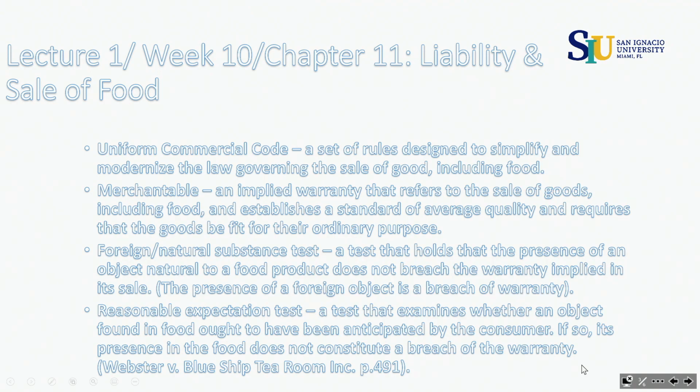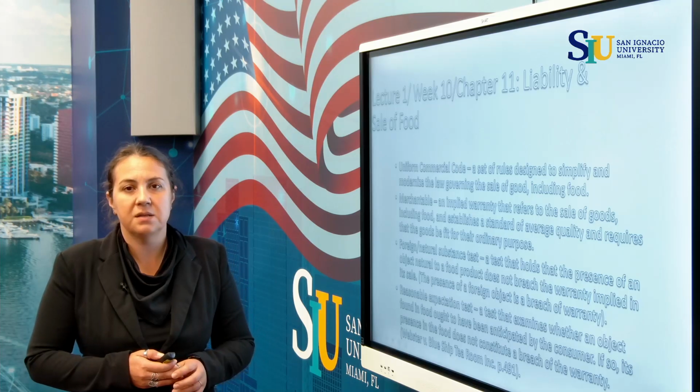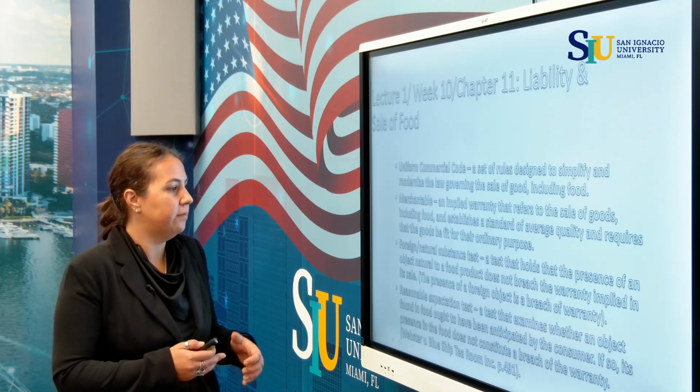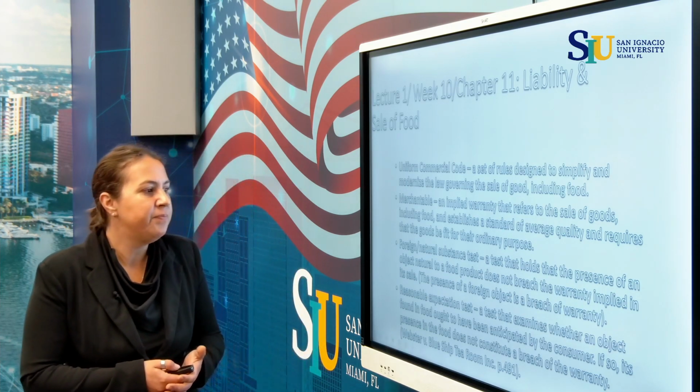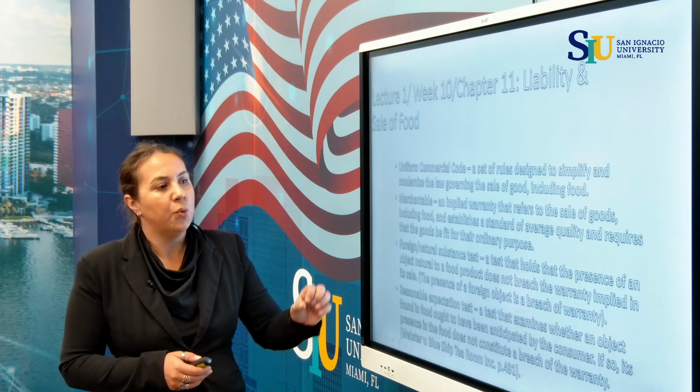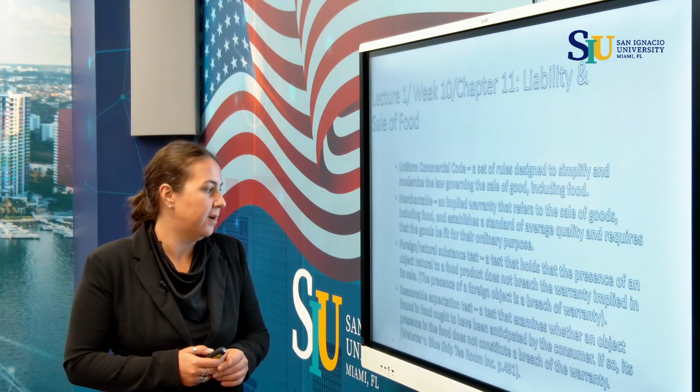Another term that you have not seen so far within our studies is merchantable. That is the implied warranty that refers to the sales of goods, including food, and establishes a standard of average quality that requires that the food fits within its ordinary purpose. We also have something called the foreign or natural substance test. That is a test that seeks for foreign objects and ensures that what the food is supposed to be is what the food is. Existence of a foreign object will actually imply a breach of contract.